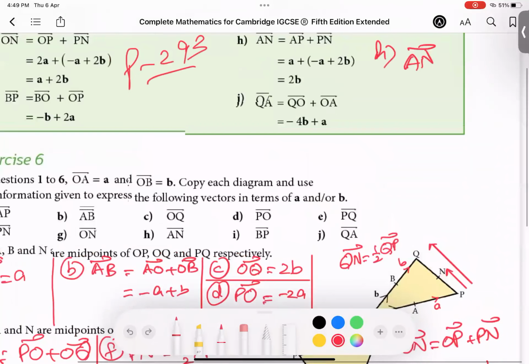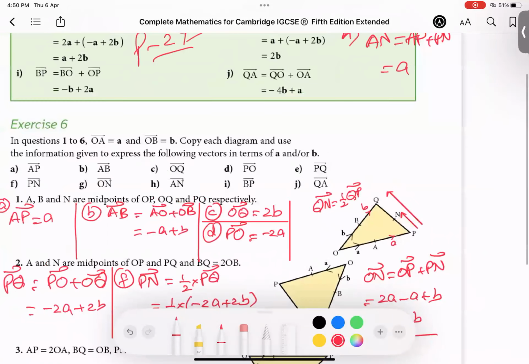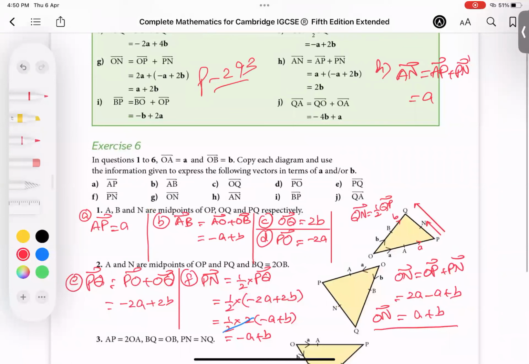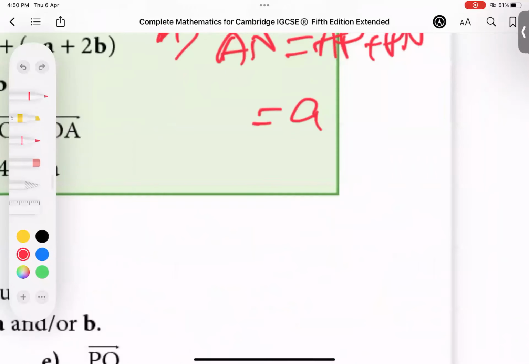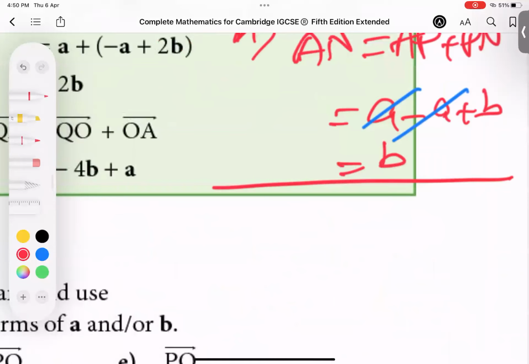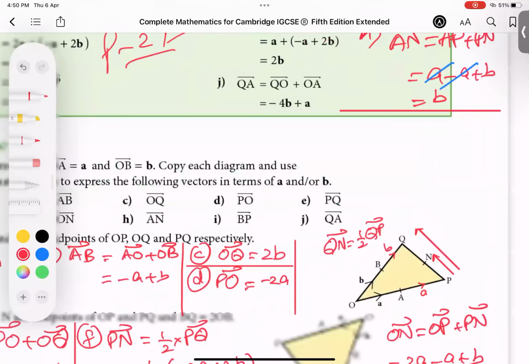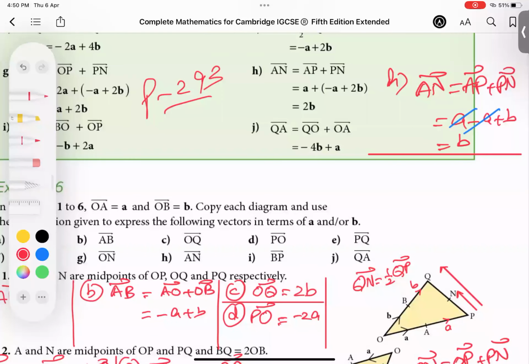So A to P, and P to N. And A to P is what, students? Small a. And PN, luckily we have the answer. Where? P to N is this, negative A plus B. Negative A plus B. And mabrook, A cancels out and B is my final answer. Alhamdulillah Rabbil Alameen. This is not rocket science which I'm doing, easy part.